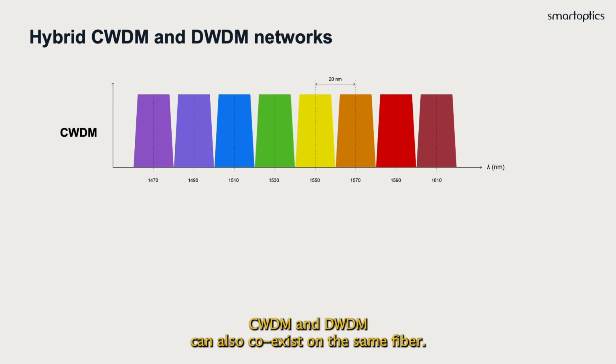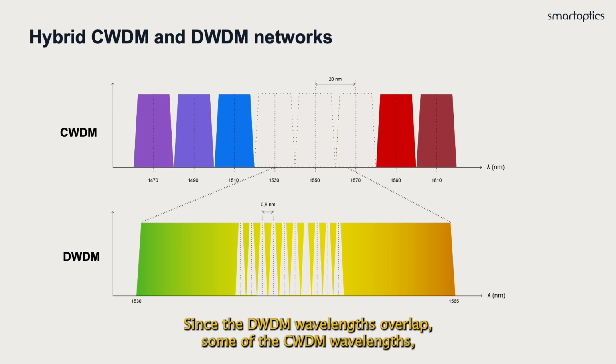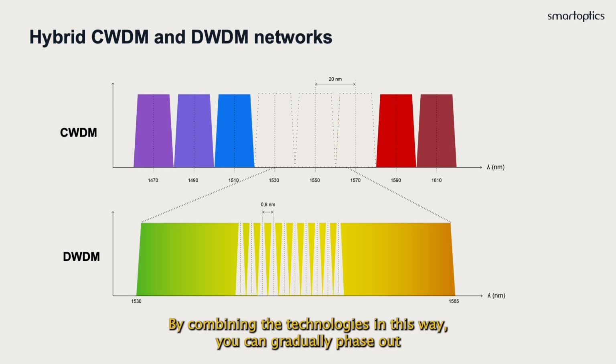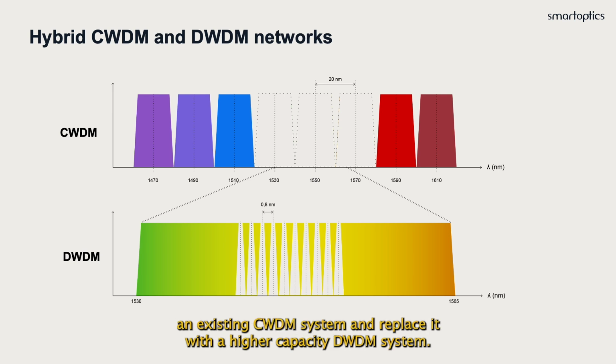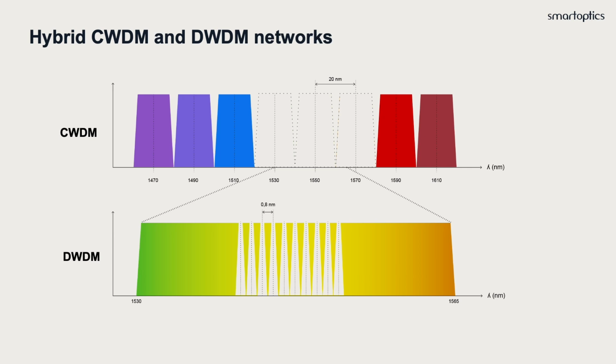CWDM and DWDM can also coexist on the same fiber. Since the DWDM wavelengths overlap some of the CWDM wavelengths, a part of the available spectrum can be allocated to DWDM channels and the rest to CWDM channels. By combining the technologies in this way, you can gradually phase out an existing CWDM system and replace it with a higher capacity DWDM system. It is just a matter of switching the transceivers for relevant CWDM wavelengths to higher capacity transceivers for DWDM at the endpoints without any need for changes of the fiber network in between.